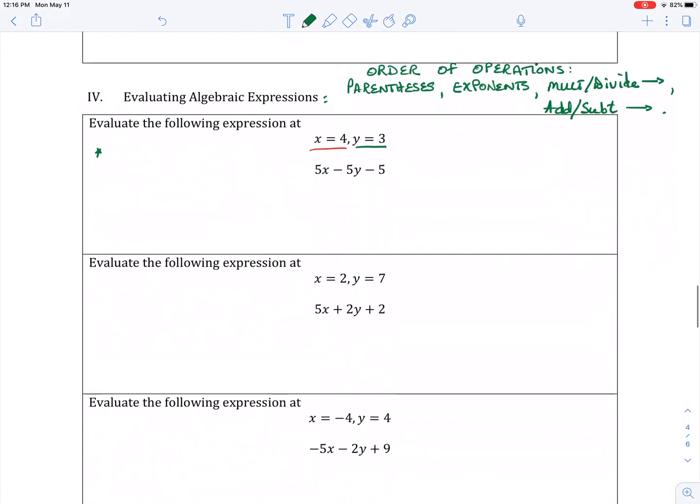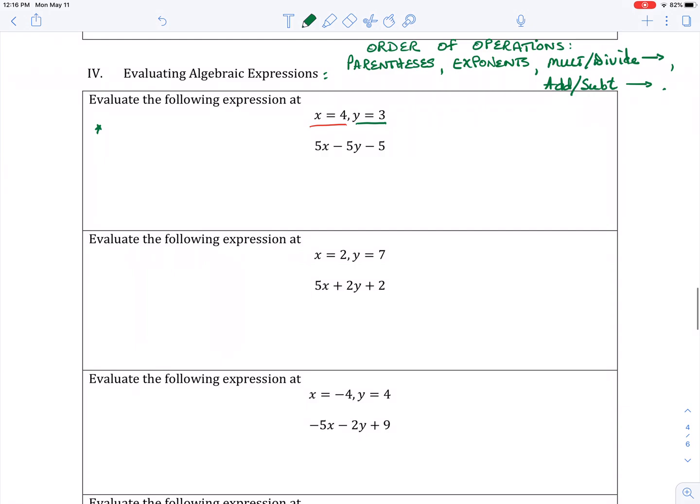All right, so the last thing I wanted to do in here is to look at evaluating. How do you evaluate an algebraic expression? Well, you take the variable in the expression and replace it with a fixed number or a constant. And generally, you're going to be assigned at the beginning of the problem what the values are for your variables. So as I look at this first example, I can see that x is going to be equal to 4 and y is going to be equal to 3.